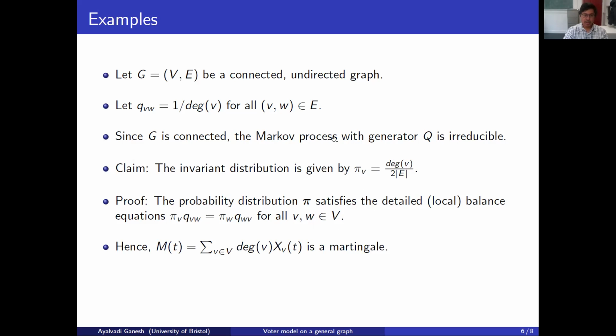Now we've found the invariant distribution. If we define MT to be the invariant distribution multiplying the configuration, then doing the matrix vector product, this is just a constant, 1 over twice the number of edges, times the sum, and that's a martingale. Any constant multiple of a martingale is also a martingale. So this thing here is a martingale.